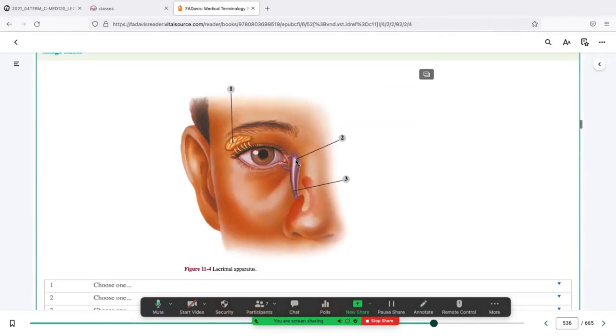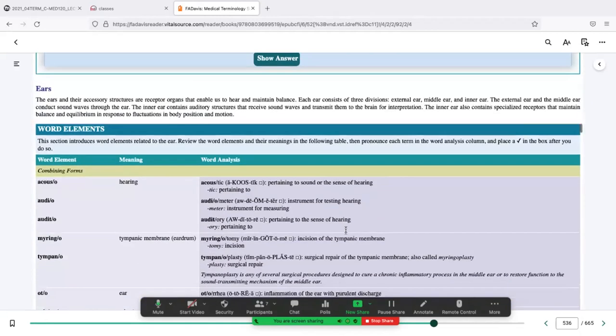Lacrimal gland, lacrimal duct. Your tears come from here and then they wash over here. Now, when you cry is when this gets too much and can't empty out, and then a tear rolls down your face. And then also, that excess fluid goes in here, and then you get the sniffles and you need some tissue.